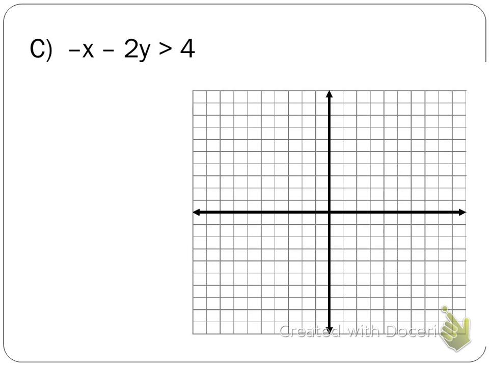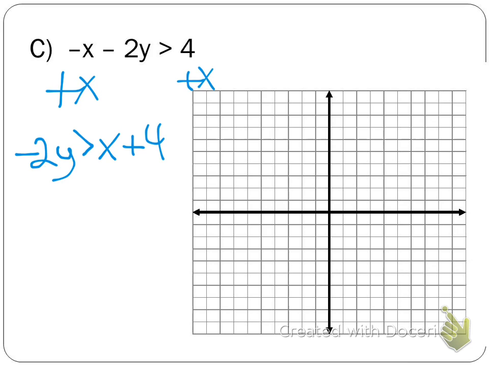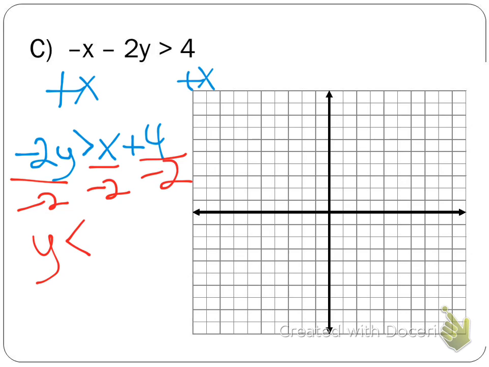Add the x. So negative 2y is greater than x plus 4. Divide by negative 2. Divide everything by negative 2. Y is less than. Perfect. If you're dividing by negative 2, you flip that sign. You flip it. Good.